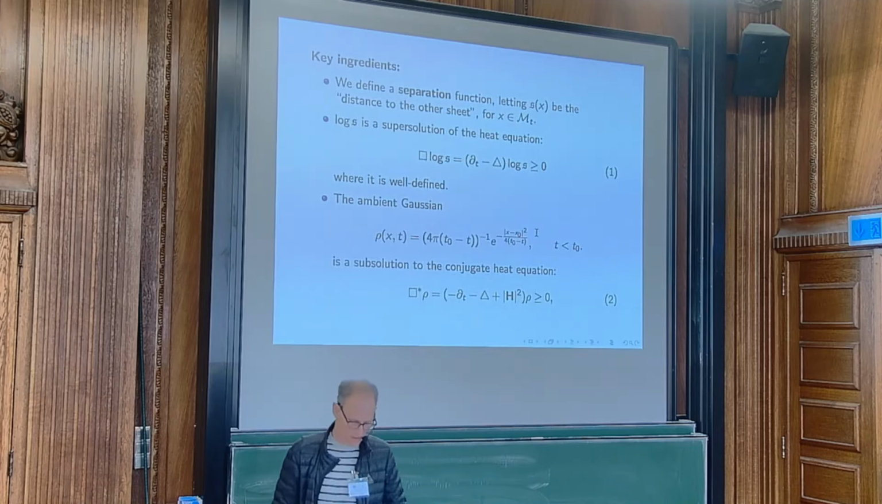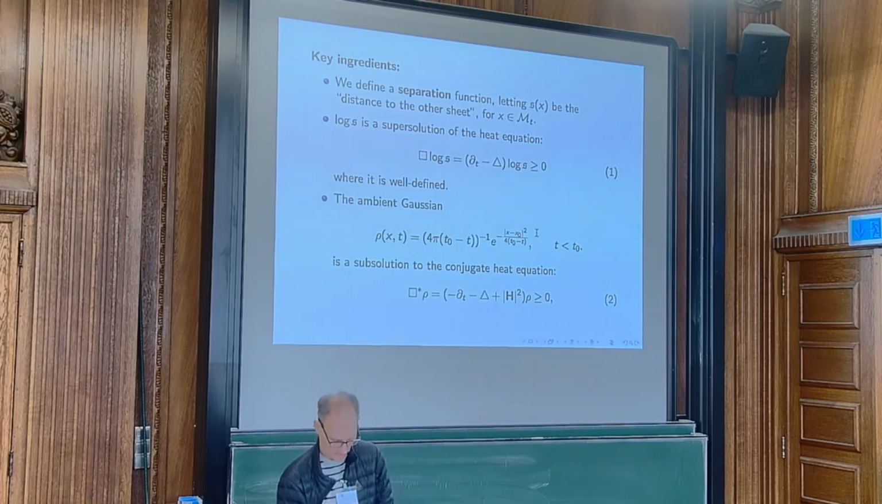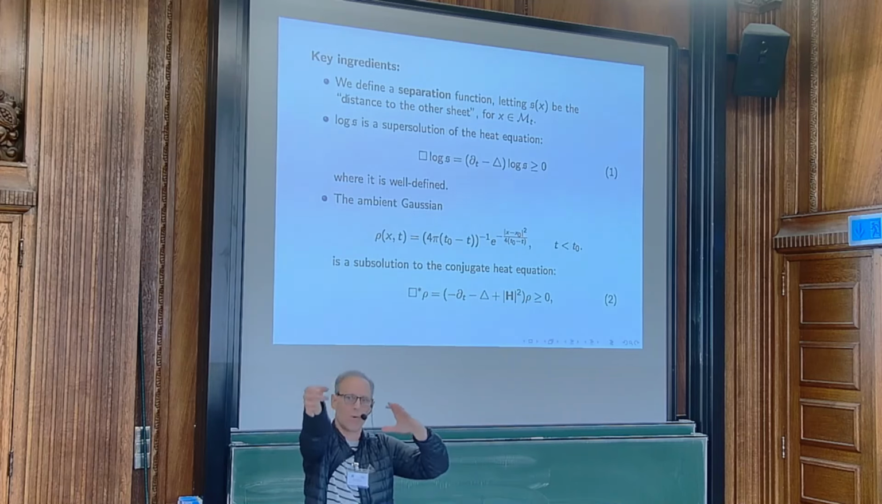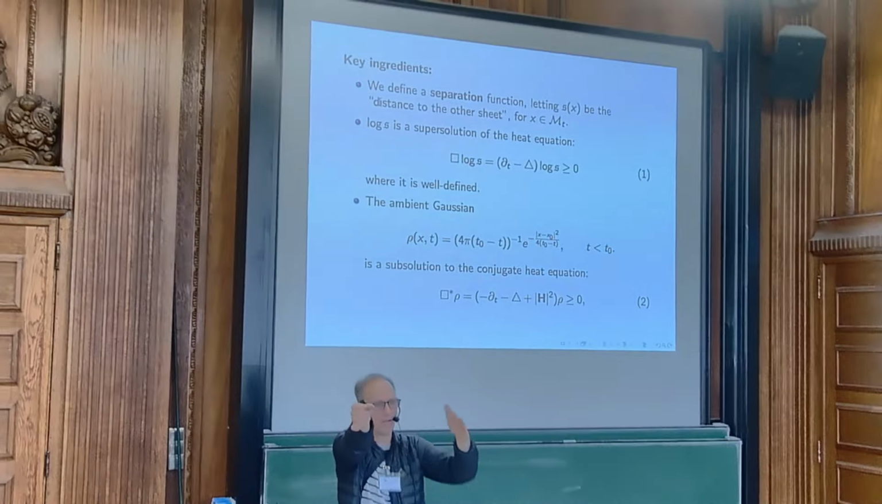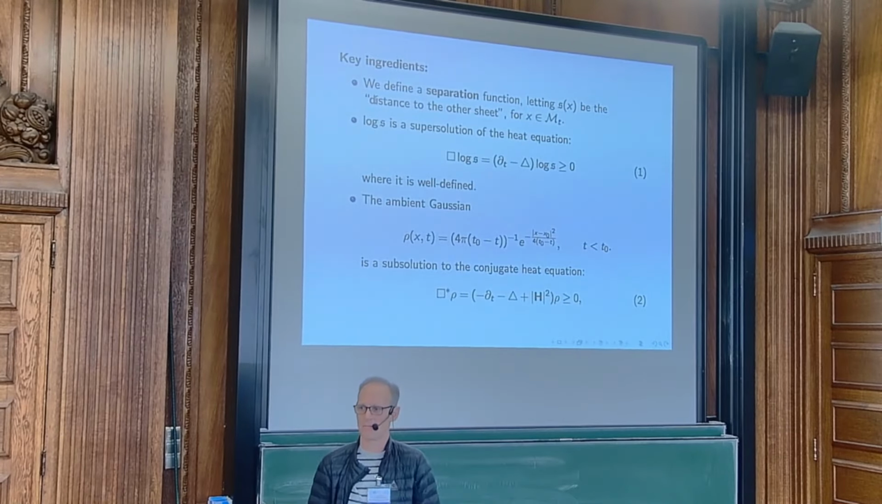So let me give a very quick sketch of how we would rule out these scenarios. We would define what we call a separation function. So S at a point x is kind of the distance to the other sheet. Think about the case of the two spheres joined by a small catenoidal neck. Away from the catenoidal neck, if you have a point on the surface, there's another sheet nearby. So take the distance to that other sheet. That's well defined away from the catenoidal neck. And it turns out that the log of this is actually a supersolution to the heat equation.